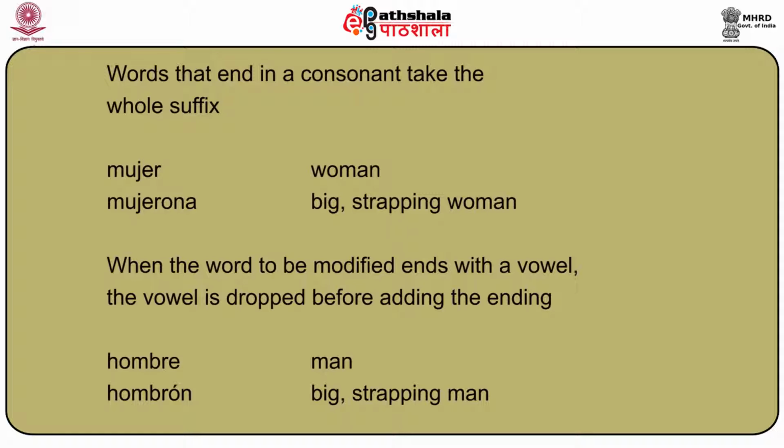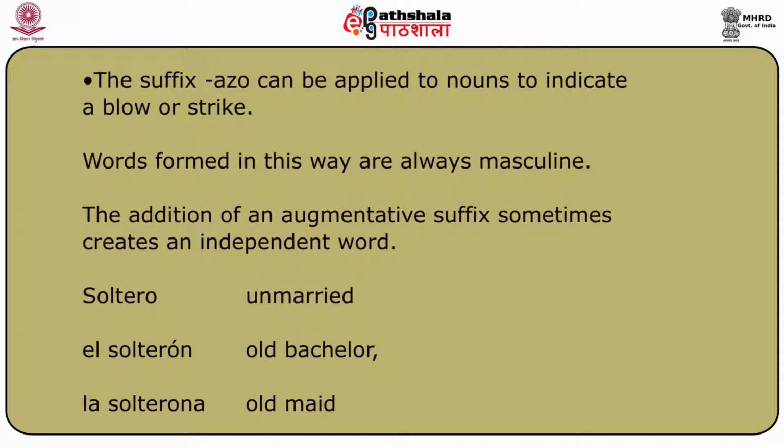Like for example, hombre, man, becomes hombrón, big strapping man. The suffix -azo can be applied somewhat freely to nouns to indicate a blow or strike. Words formed in this way are always masculine. Just like diminutives, the addition of an augmentative suffix sometimes creates an independent word. Soltero, which is unmarried, becomes el solterón, old bachelor, or la solterona, old spinster.